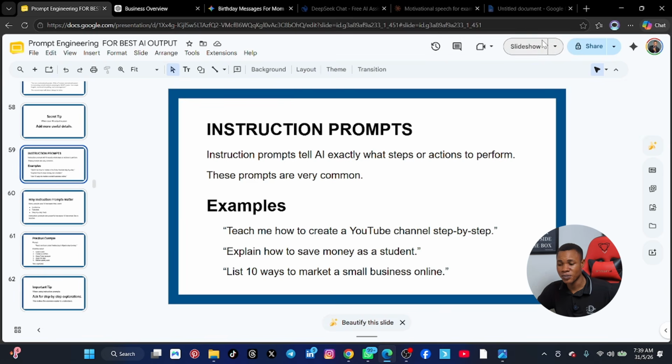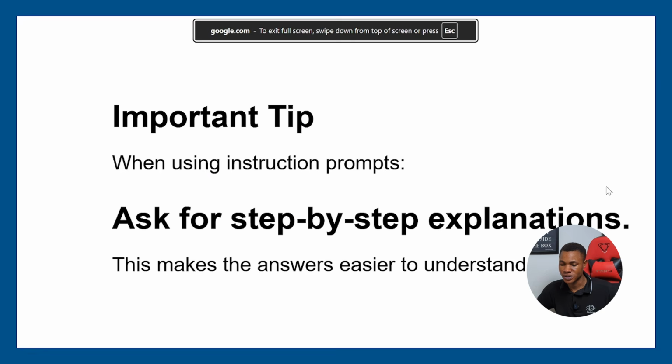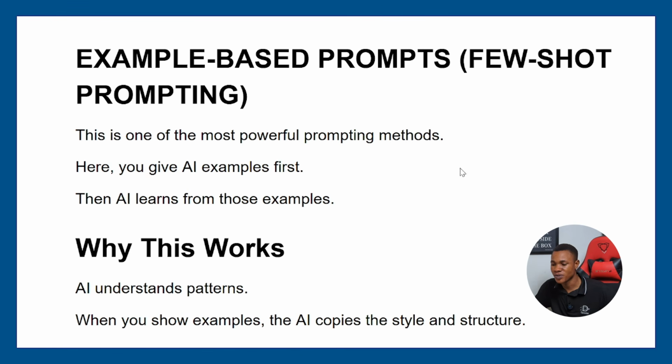And so the instruction prompt is actually very good. Take note of that. Now let's continue. The next type of prompt is example-based prompts, also called few-shot prompting. This is one of the most powerful prompt methods. Here you give the AI examples first, then the AI learns from those examples. This is the most important part of AI prompting. You give the AI an example and tell it to generate something similar.